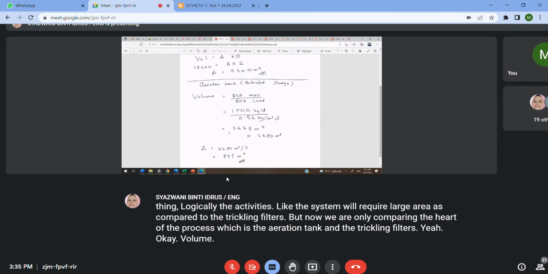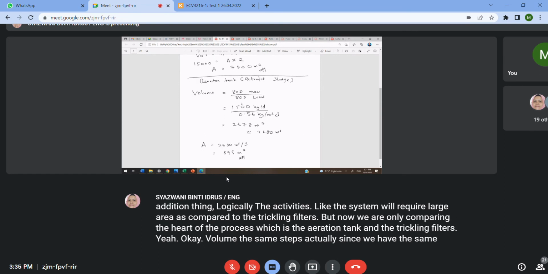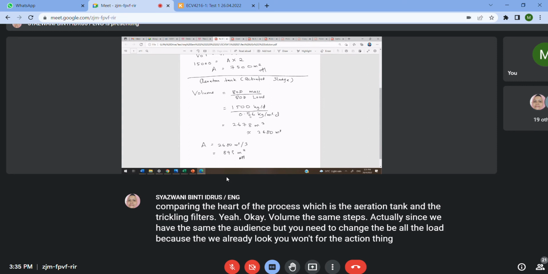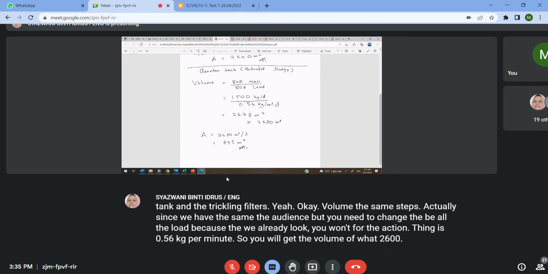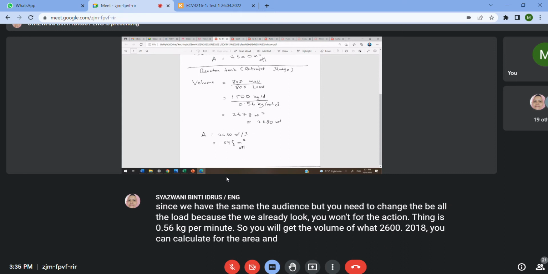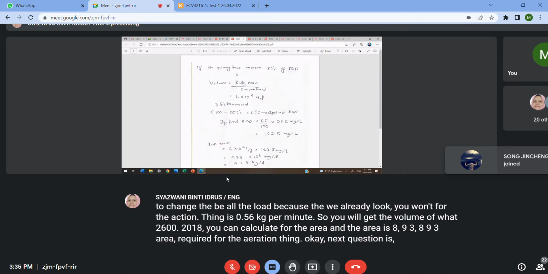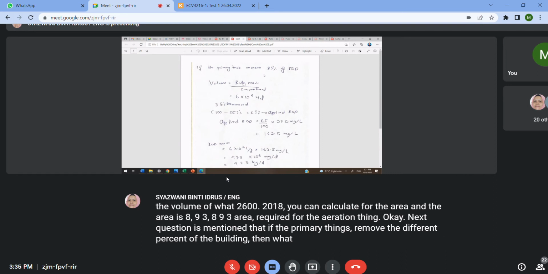Okay, volume. The same steps actually, since we have the same BOD mass, but you need to change the BOD load, because the BOD load given for the aeration tank is 0.56 kg per meter cube day. So you will get the volume about 2,680. You can calculate the area, and the area is 893. Okay, 893 is the area required for the aeration tank. Okay, the next question mentions that if the primary tank removes 35% of the BOD, then what happens?